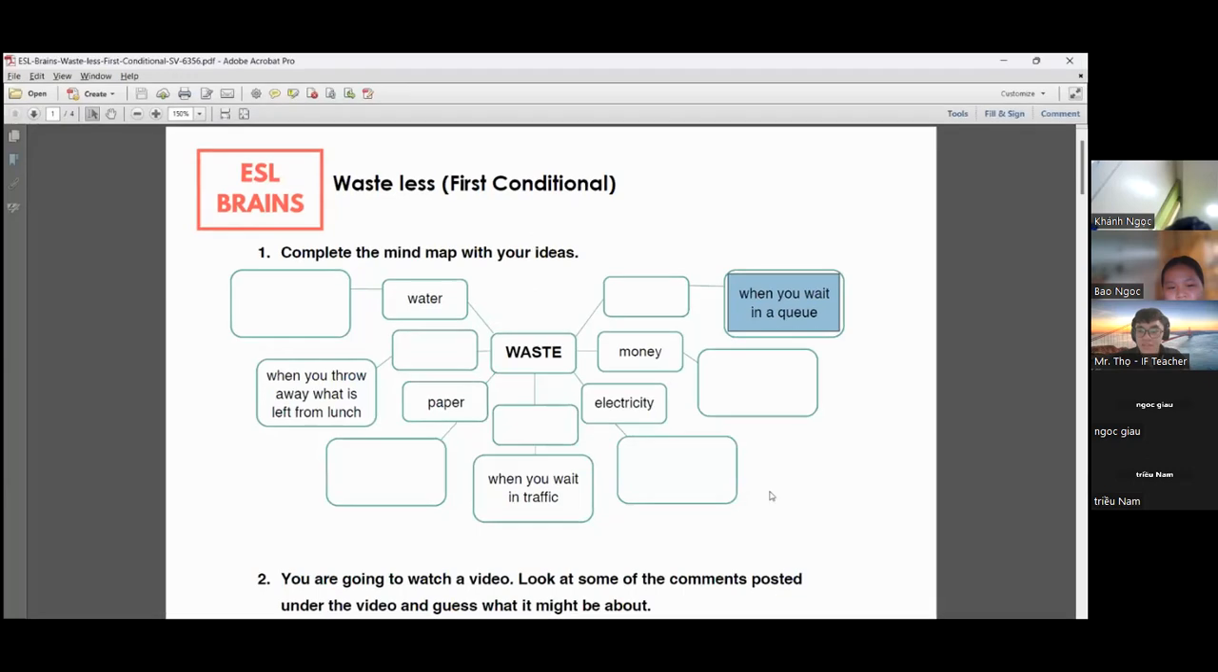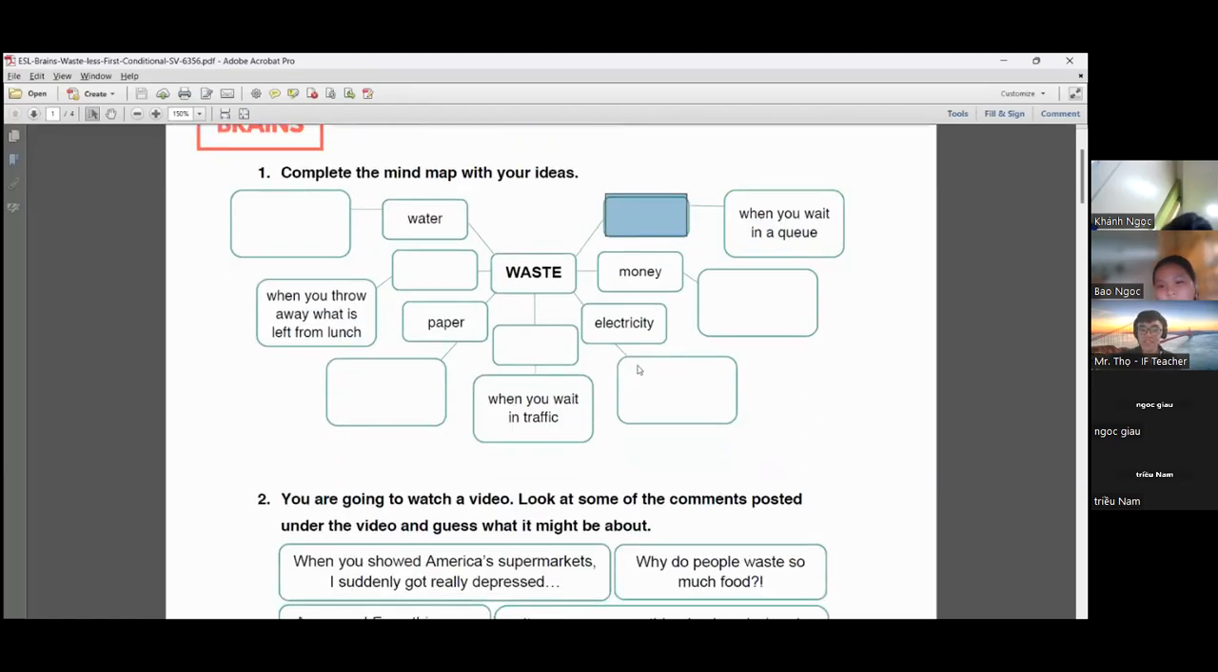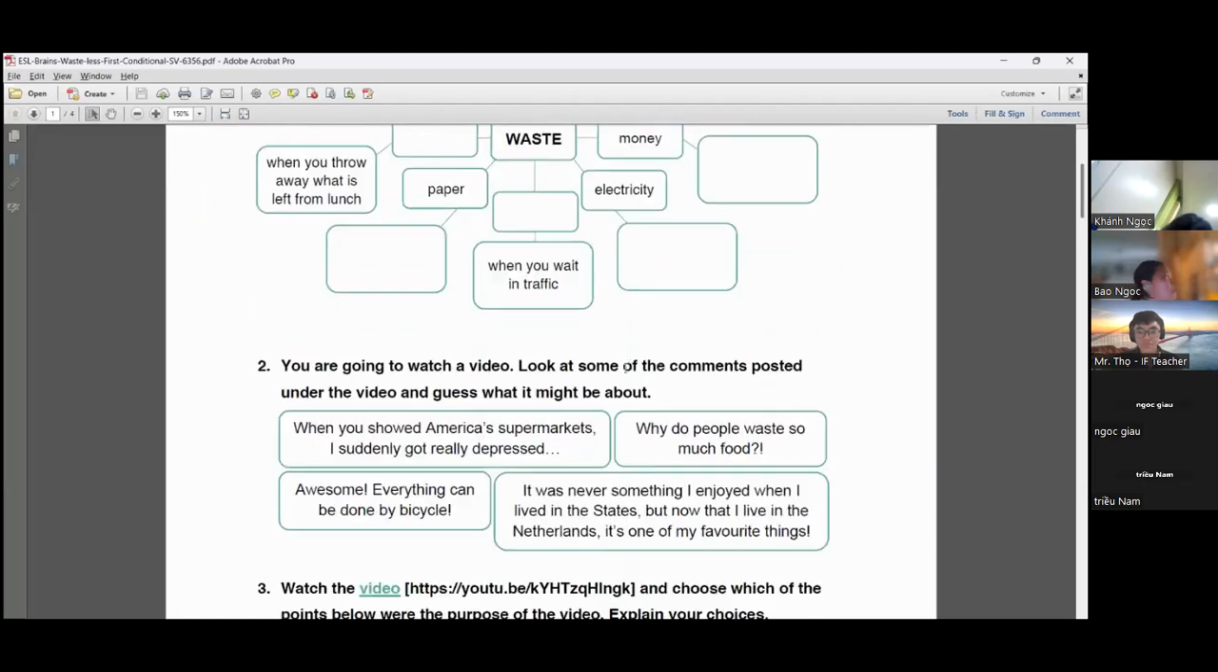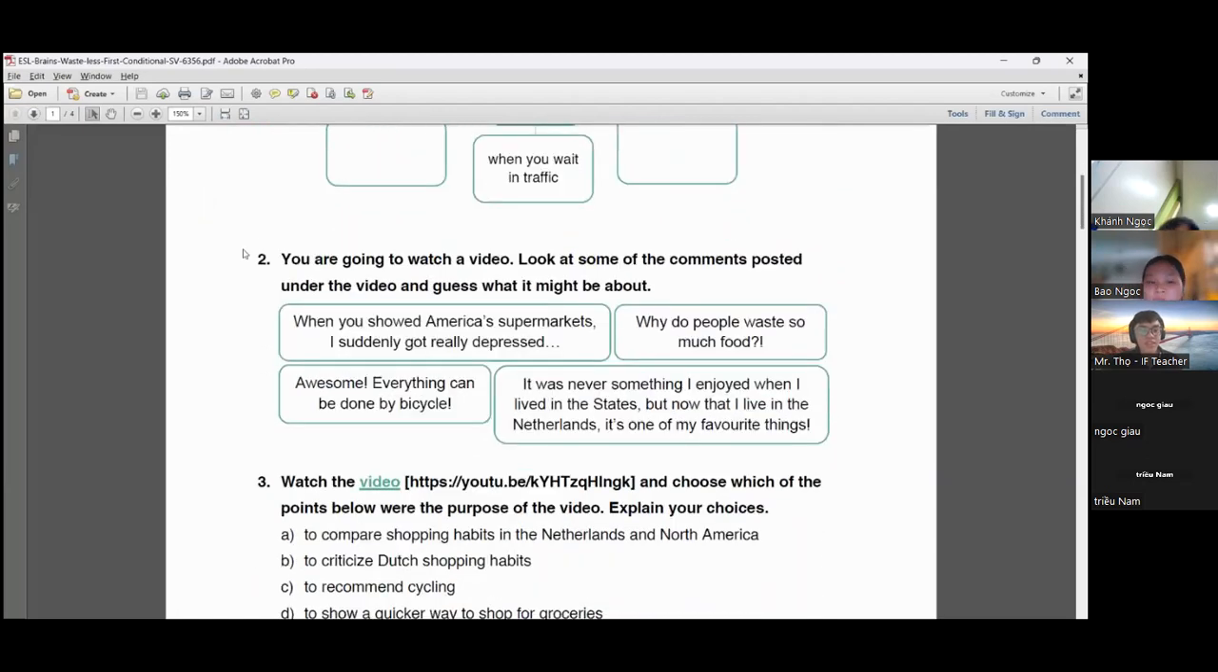I think that is waste time. Waste time. Definitely. I hate waiting in queue. Waste my time. Okay. Now let's move on to exercise two.